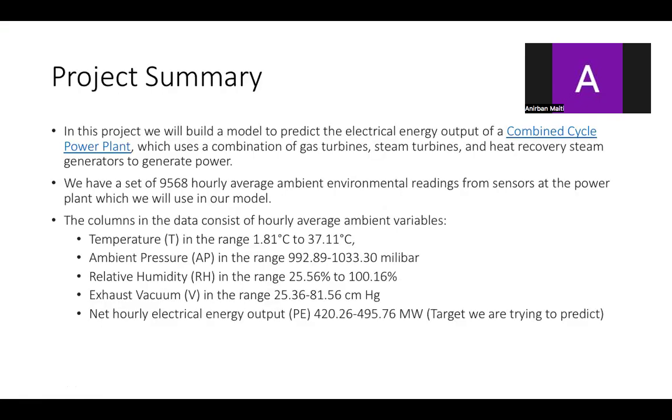So in this project, we have been given a project to build a model to predict the electrical energy output of a combined cycle power plant, which uses a combination of gas turbines, steam turbines, and heat recovery steam generators to generate power. In this project, we have been given around 9,568 hourly average ambient environmental readings from different sensors at the power plant, which will be used to create the model.